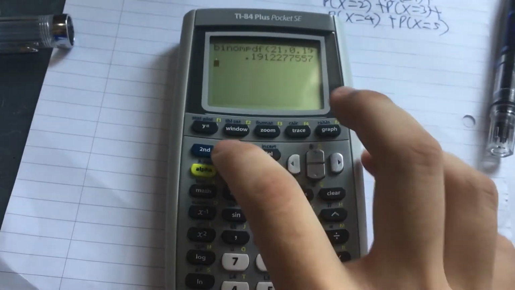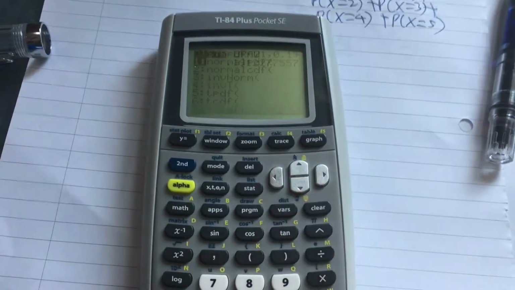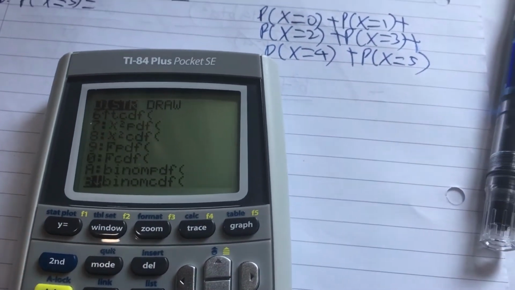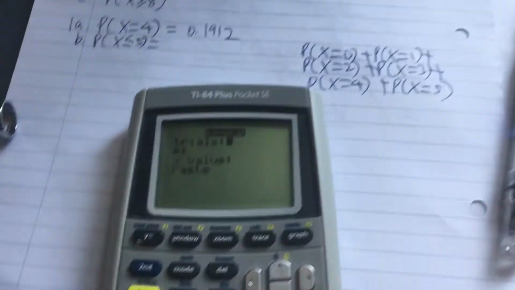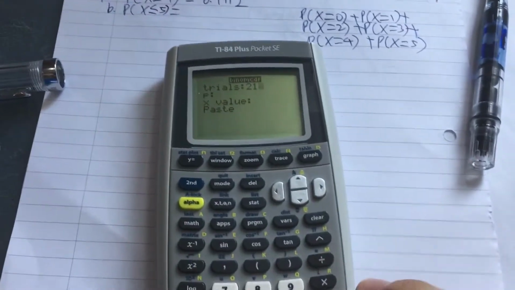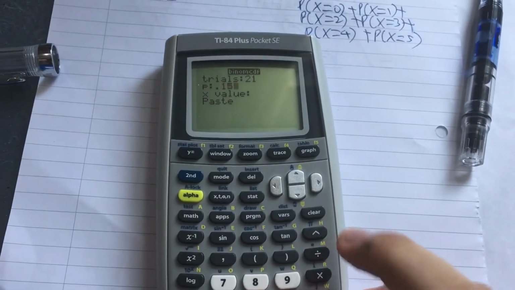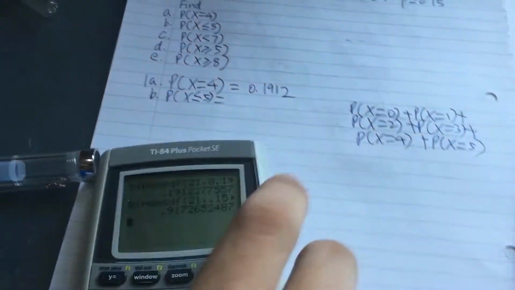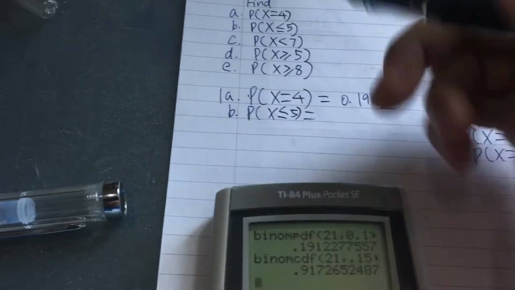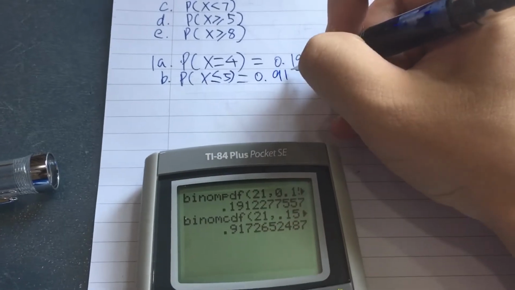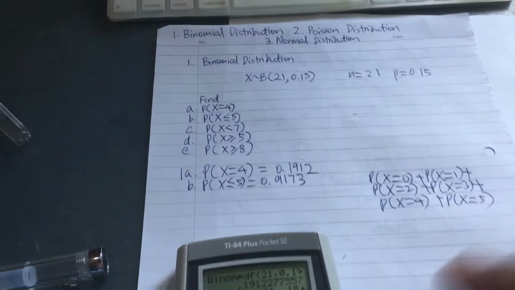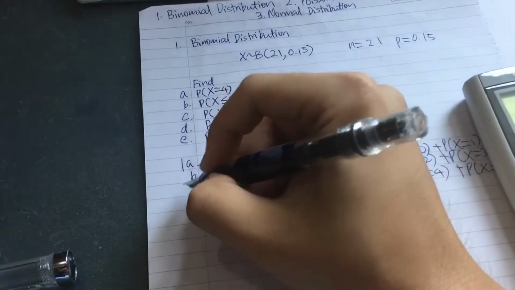All right, so once again, go to second vars. So we will find binom CDF. So again, the number of trials is 21, p is equal to 0.15, x value is 5. We paste, and ta-da, there we have the answer, which is 0.9173, correct to 4 decimal places. Now the first 2 examples should be pretty straightforward. Let's now move on to the third one.